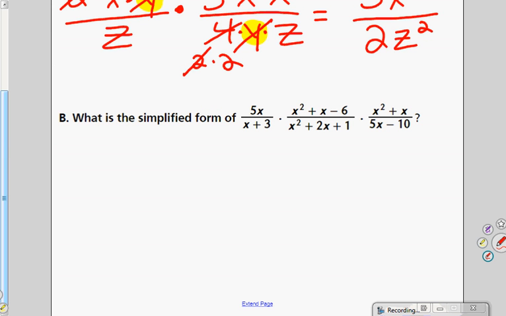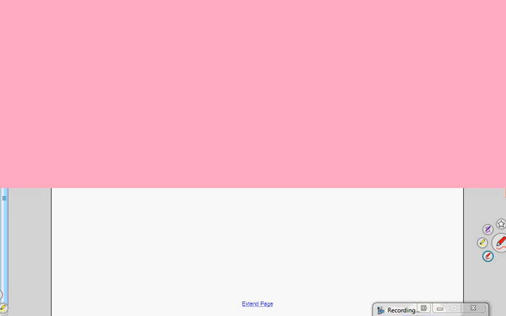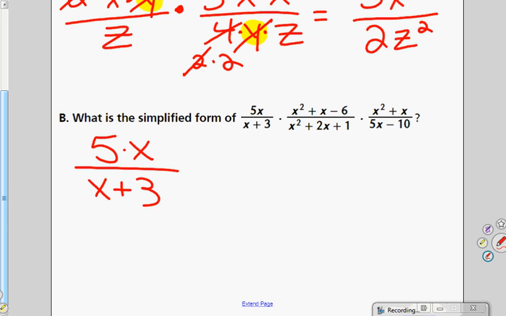Ready? So 5x is 5 times x. We're just going to leave it like that, 5 times x. x plus 3, if two things are being added like that, they're not factors. They're called terms. So x plus 3 is like its own little entity. If it helps you, put parentheses around it. x plus 3. Now, multiplying.